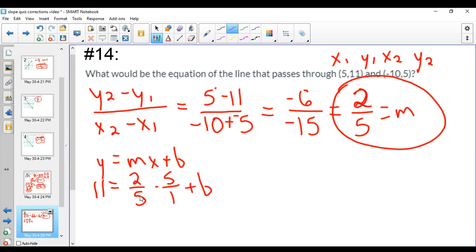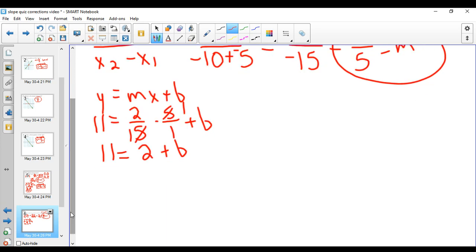When I get ready to multiply these fractions, I see that I can cross-reduce with the 5s and make them 1s. So when I solve this, 2 times 1 is 2, 1 times 1 is 1. 2 over 1 is the same thing as just 2. So I'm going to have 2 plus b equals 11, and then I have one more step left to solve for my y-intercept, which is going to be to subtract 2 from both sides. Those cancel out, so my y-intercept is 9.